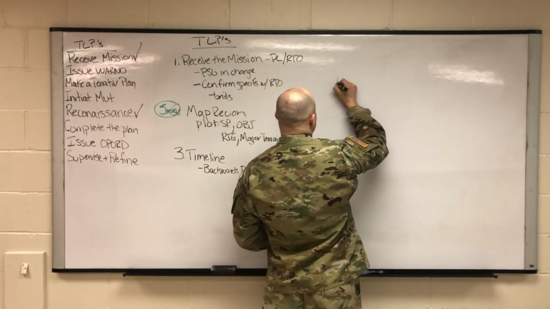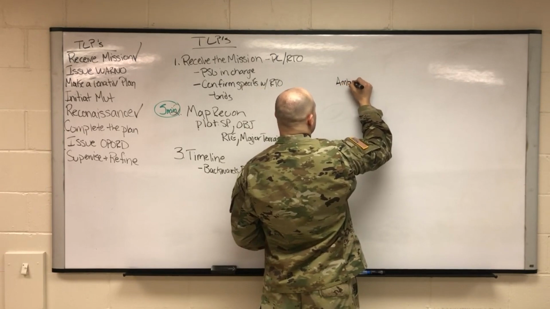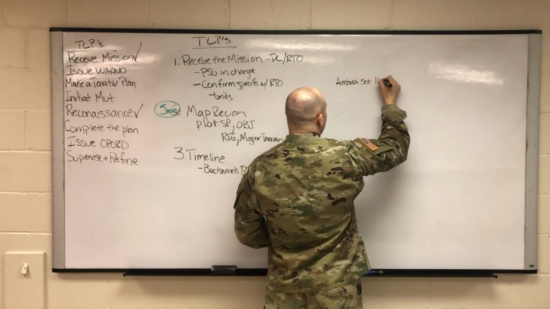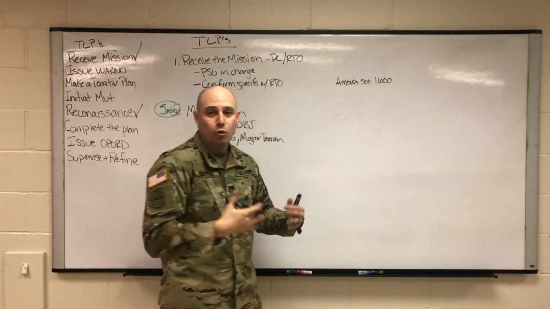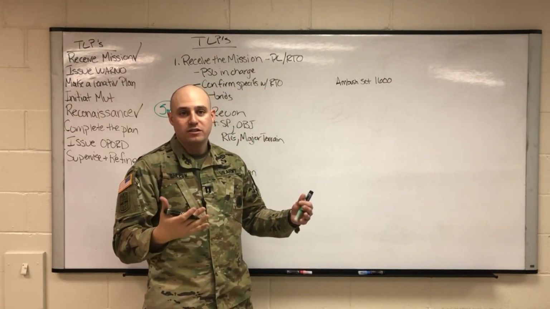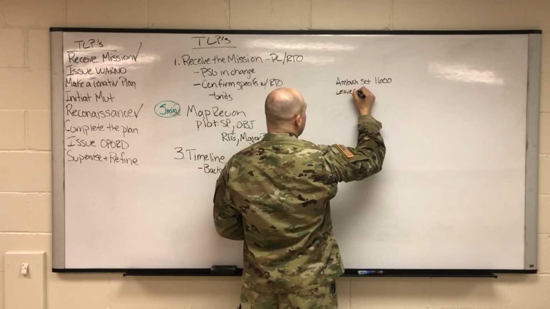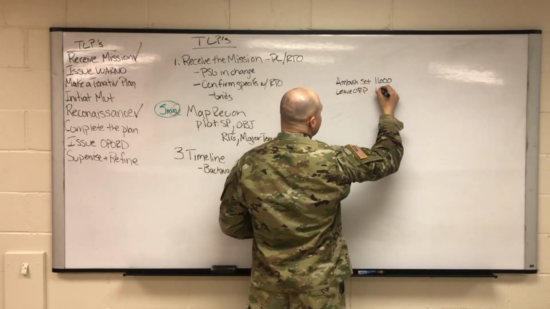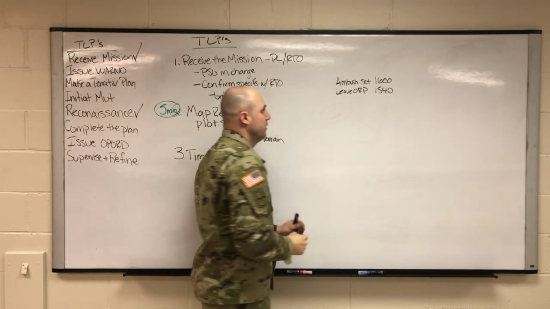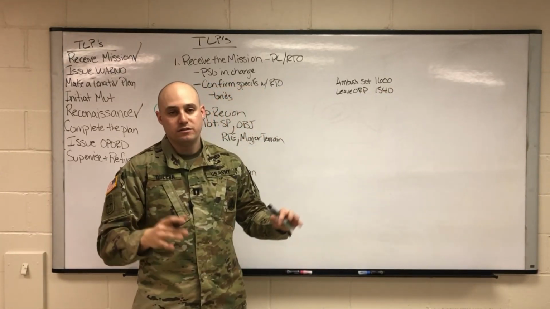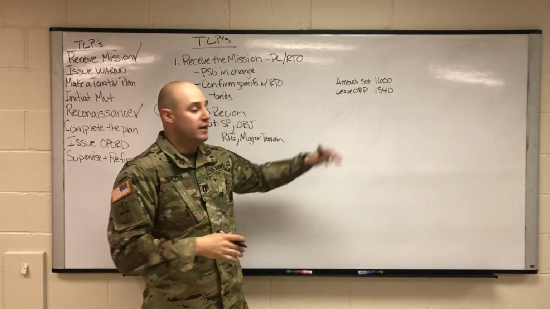So we know that the ambush must be set at 1600. Well, now I can work back from this time and see what I need to do. So that means, hey, I need to leave my ORP at 1540 to set it in. Now, whether you think that's enough time or not is irrelevant. Let's not worry about that. But this is what I need to do. I need to plan all the way back.